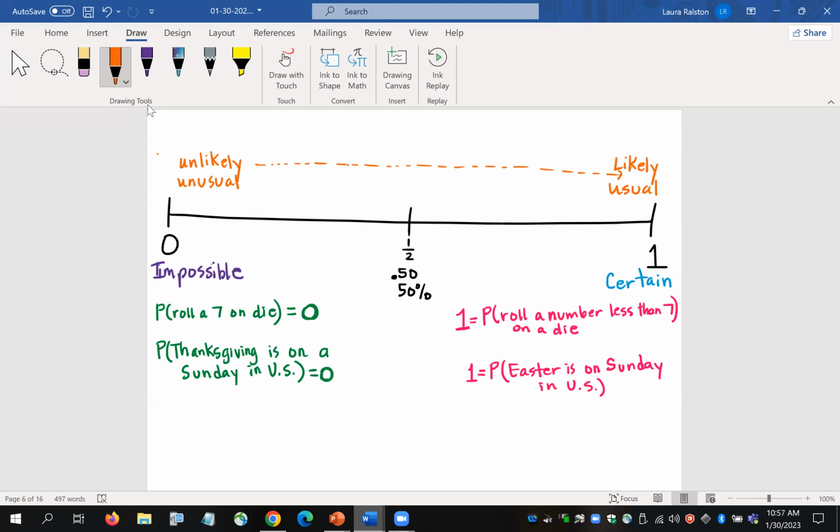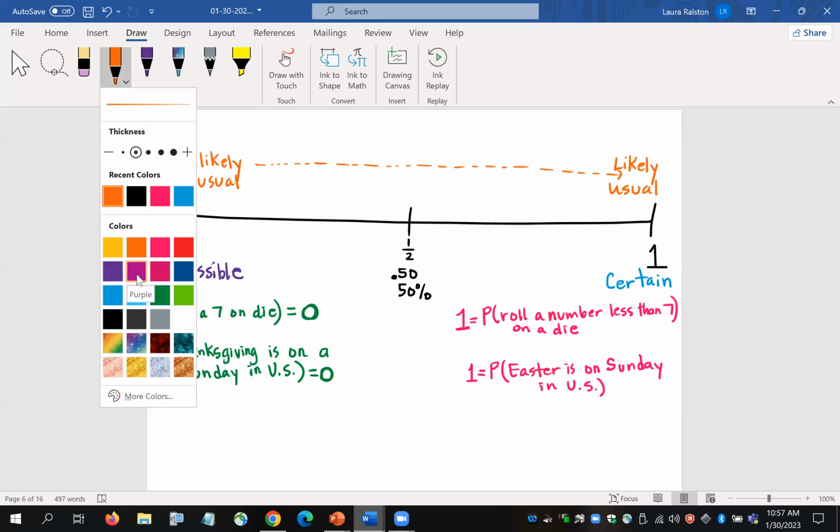So typically, the 50% mark is kind of the delineation. Anything less than 50% we say is unlikely. Anything above 50% we think about as being likely. But again, we can have the more or less likely in there. So again, thinking about that, let me put some words in here for you.